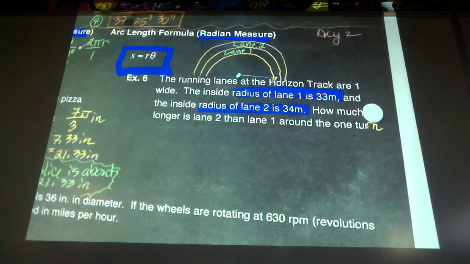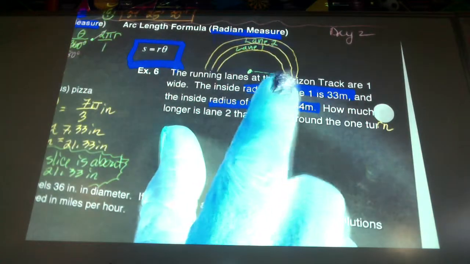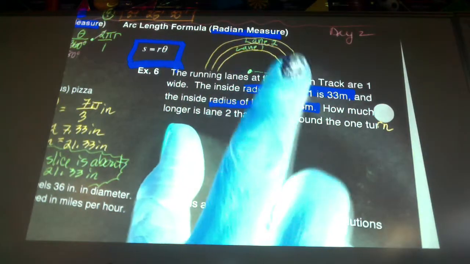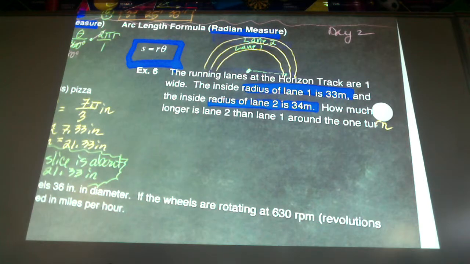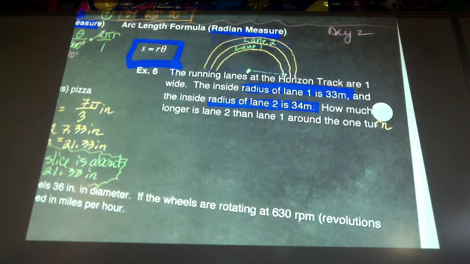It's not 1 meter because we have a curved distance. It's not a straight distance. So I have to find that distance from here to here and the distance from here to here and subtract the two to find the difference. So that's arc length. In order to use arc length, I need to know a central angle. So step 1, let's see how this shows up.